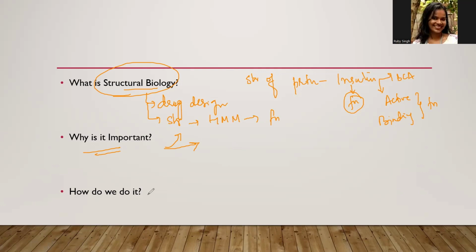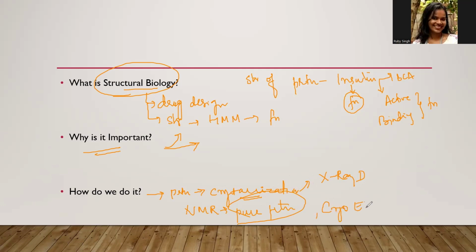Now, how do we do it? A very basic understanding is that first you purify your protein. Then once you have the protein purified, we go for crystallization. This can be done by X-ray diffraction. The other methods are like NMR. Here you don't have to crystallize a protein, but you need a pure protein. And mind you, getting a pure protein is a very critical and crucial step. Another method is cryo-EM, which can also be used to determine the structure.